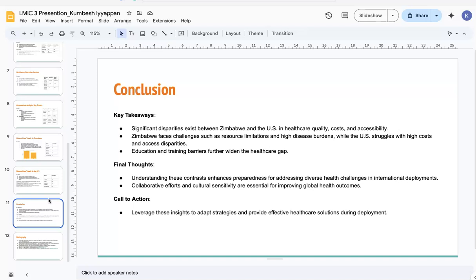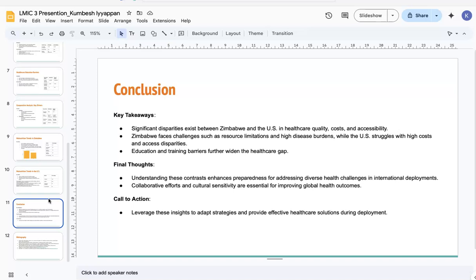In conclusion, there are a few takeaways. We have observed a few significant disparities that exist between Zimbabwe and the US in terms of healthcare quality, cost, and accessibility. Zimbabwe does face a huge challenge in terms of resource limitations and high disease burdens, while the US struggles with high cost and access disparities in healthcare. And education and training barriers further widen the healthcare gap in both countries.